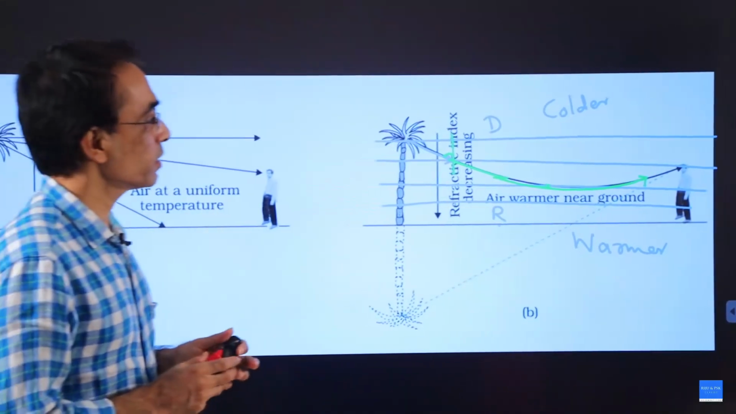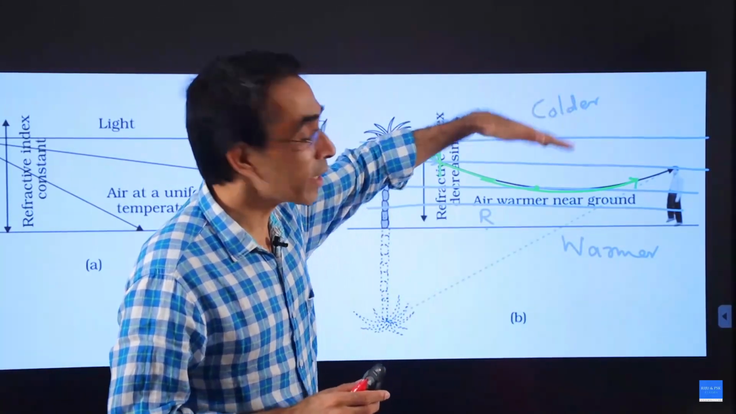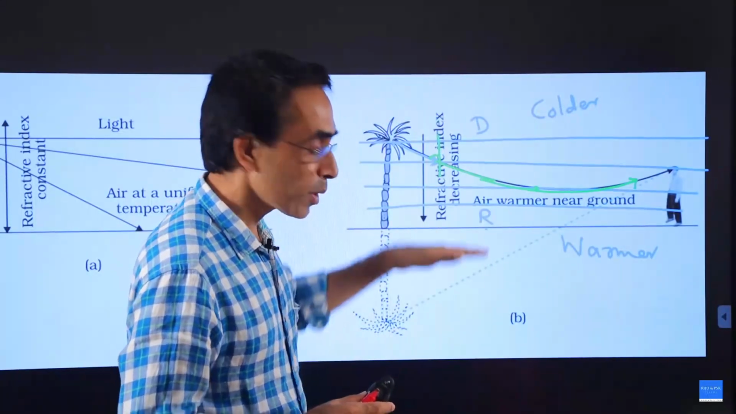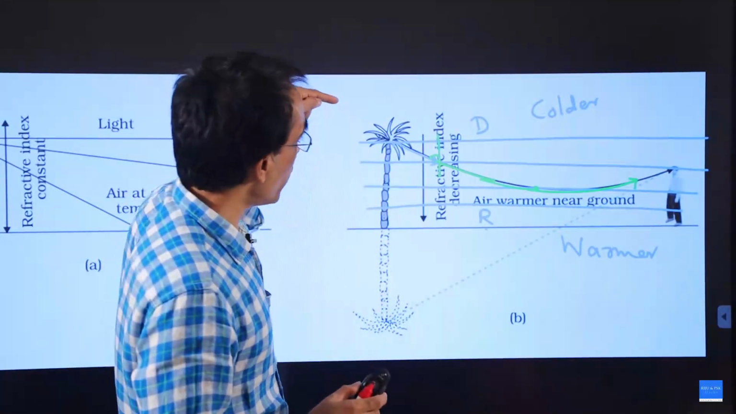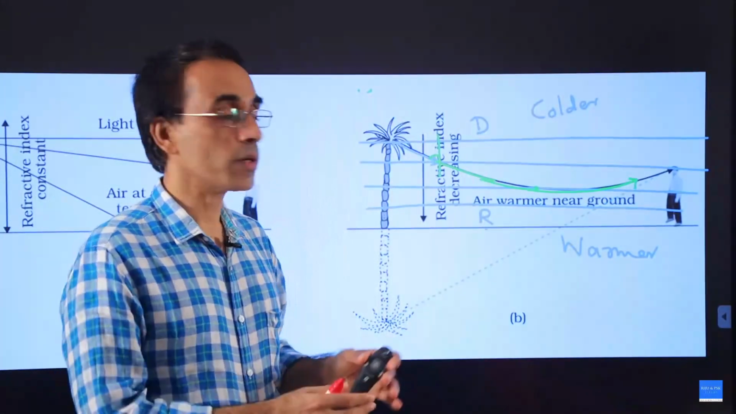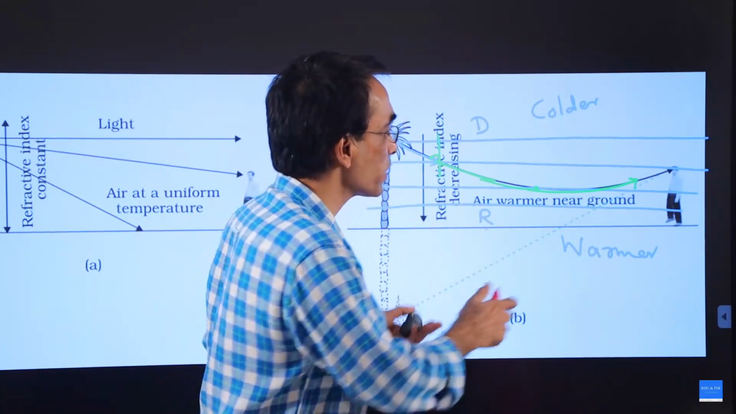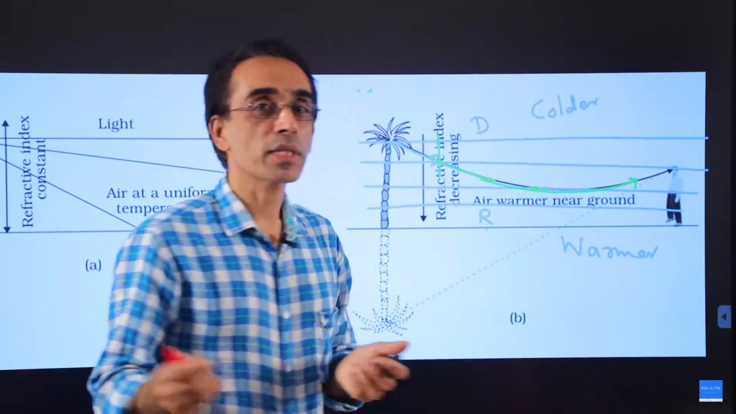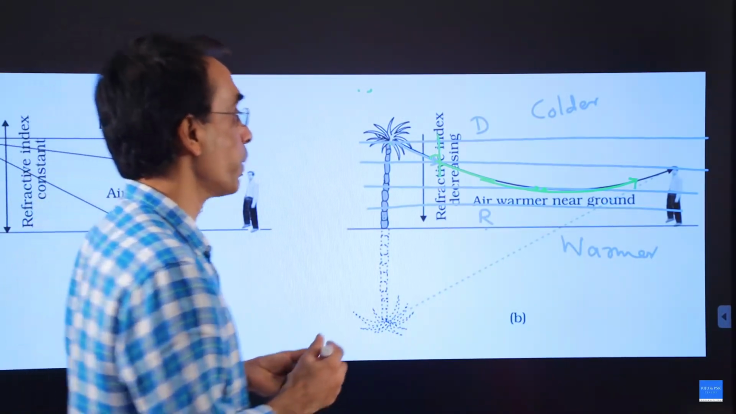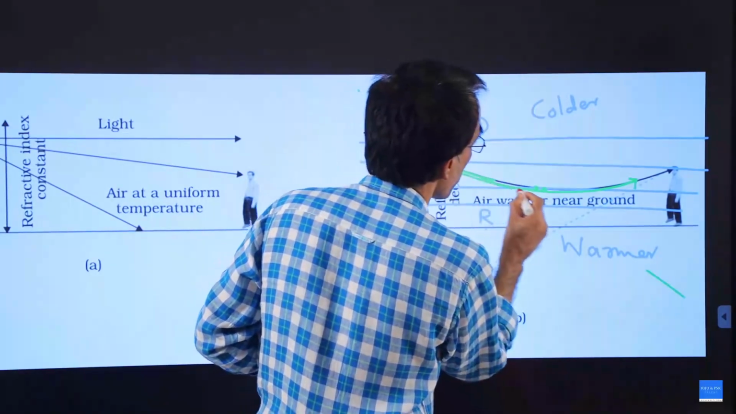In short, air is warmer near the ground, colder above. Any layer above is denser and layer below is rarer. So, when light comes from denser to rarer medium, there is a chance of total internal reflection, and this diagram shows you that light is totally internally reflecting at this point because the angle of incidence is greater than the critical angle at that point. So, what will happen? This light ray, instead of going straight, will bend and reach this person.